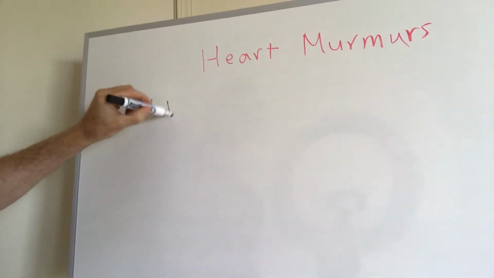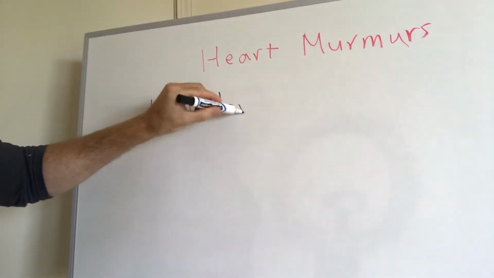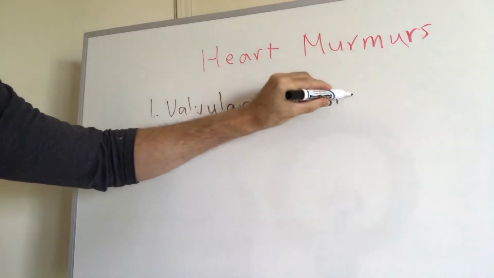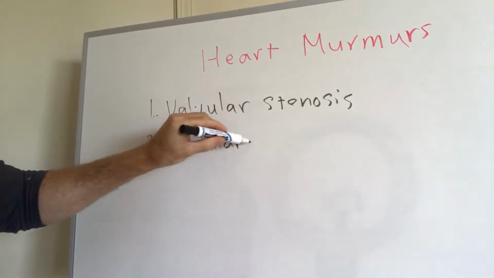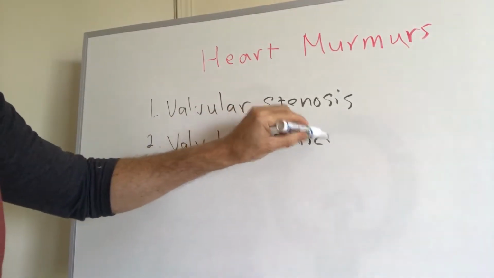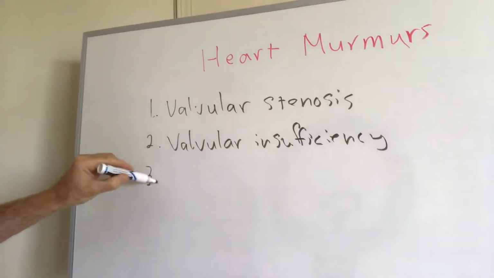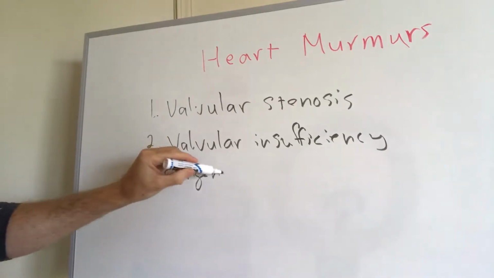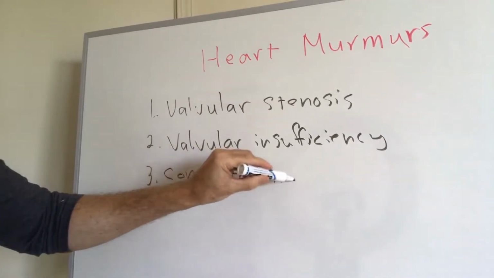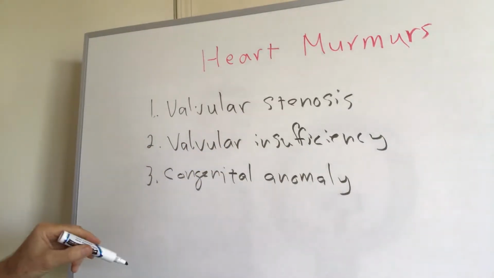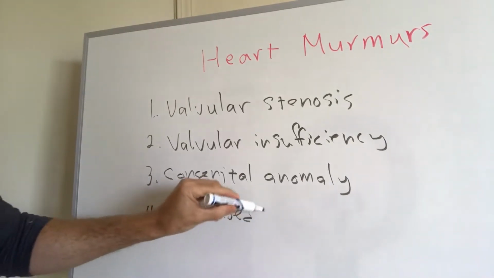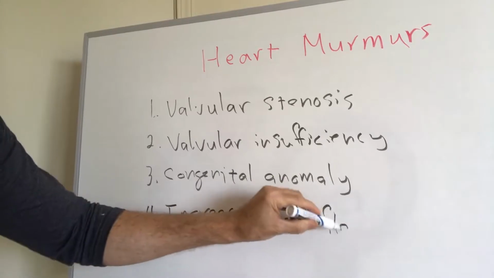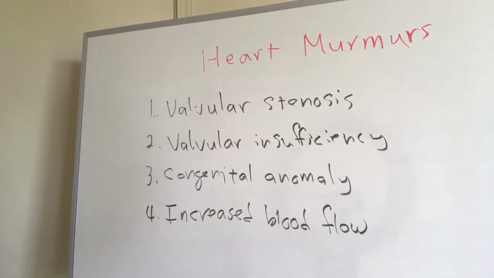So this little video is going to be all about heart murmurs. First of all, there are 4 different types of heart murmurs. Number 1, valvular stenosis. Number 2, valvular insufficiency. This is where things regurgitate. Number 3, congenital anomalies. That's like atrial septal defects, ventricular septal defects, and patent ductus arteriosus. And then increased blood flow. And that'd be like hypertrophic cardiomyopathy.